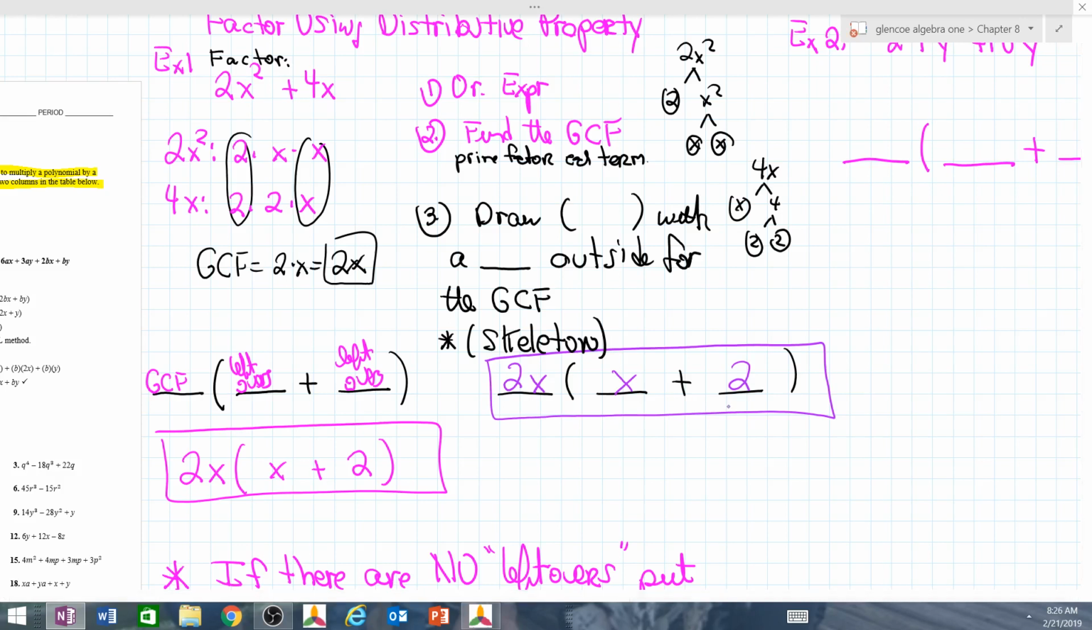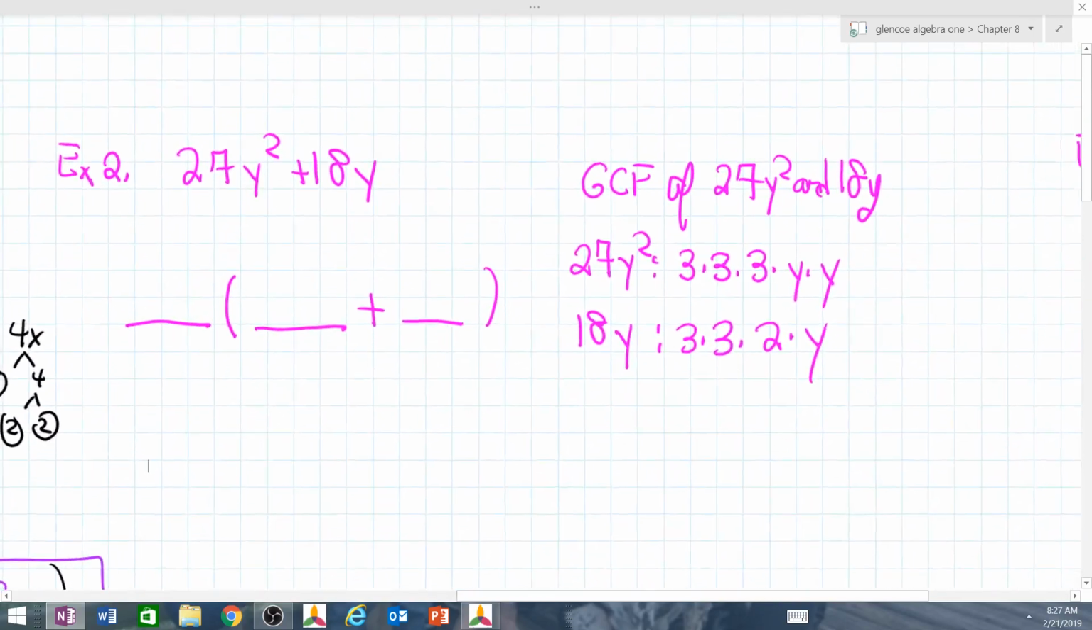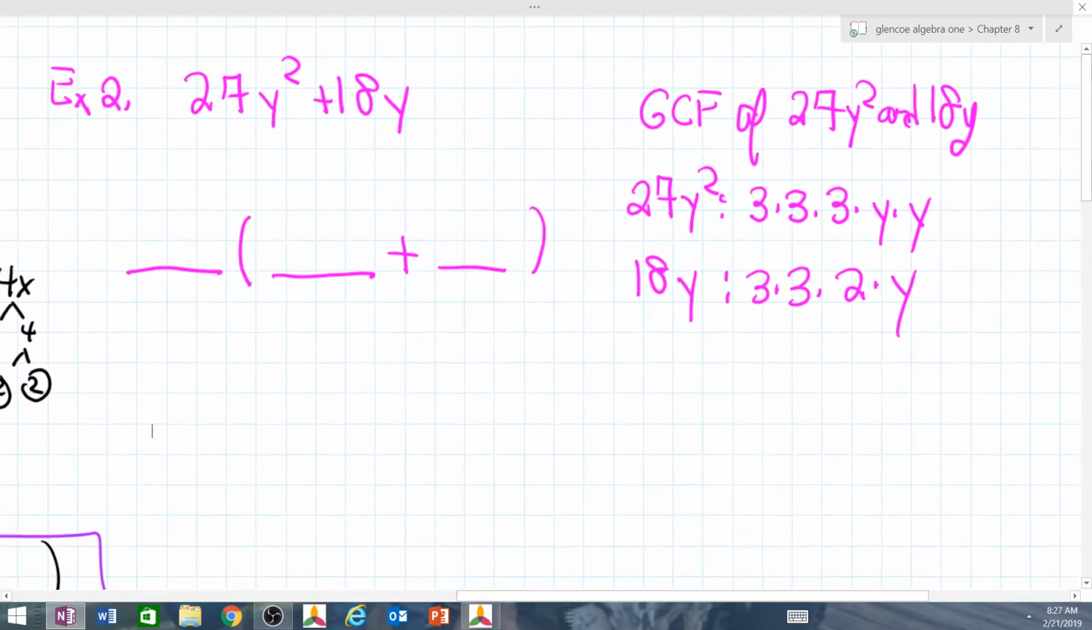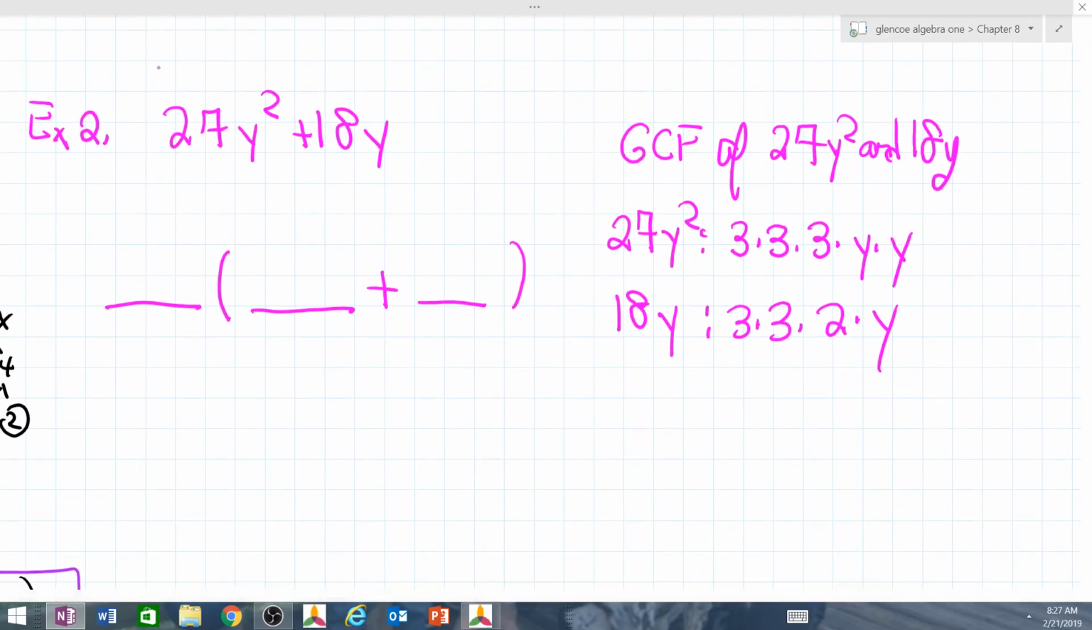So I think that the steps are extremely clear. I tried to use an analogy to help you. So let's go ahead and try to do one together. So let's look at this problem right here. 27y squared plus 18y. And the directions again will read factor completely.